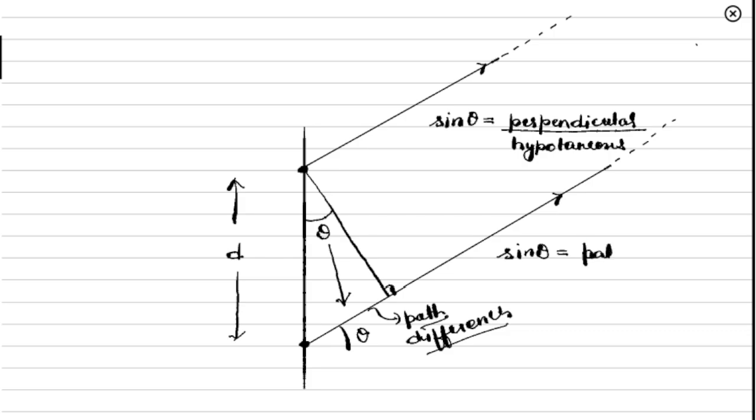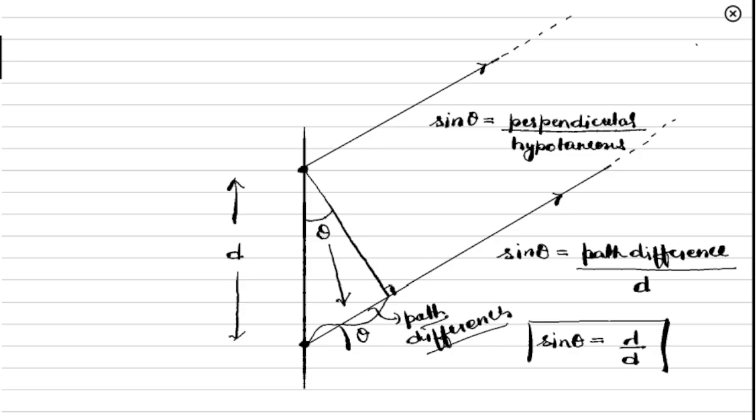So let's say path difference, and then we will divide it by d. Now, how much should be the path difference? Path difference should be 1 lambda. So that way we can say sine theta will be equal to lambda divided by d. So this is our second equation. We are almost done with the derivation. Now it's just a rearrangement and one assumption of small angles. Let us discuss that now.